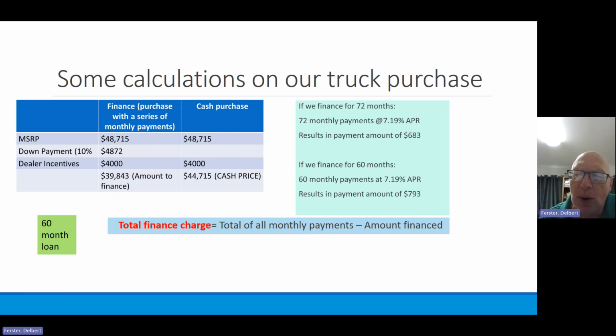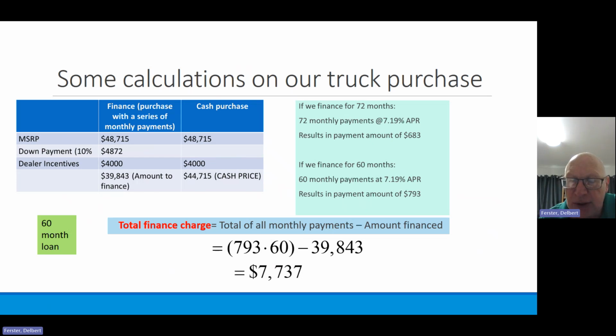scheme. We're going to find the total of the payments. This time, there are only 60 payments, not 72. The payment amount per month is 793, so it's going to be 793 times 60. And again, we would then subtract the amount that we financed to find the interest charge for this particular transaction. So a 60-month plan for purchasing our truck shows us that the interest charge is less than what we had over 72 months. It amounts to $7,737. So a little bit of a break in how much we spent for the use of somebody else's money, but it's still a sizable amount of money.